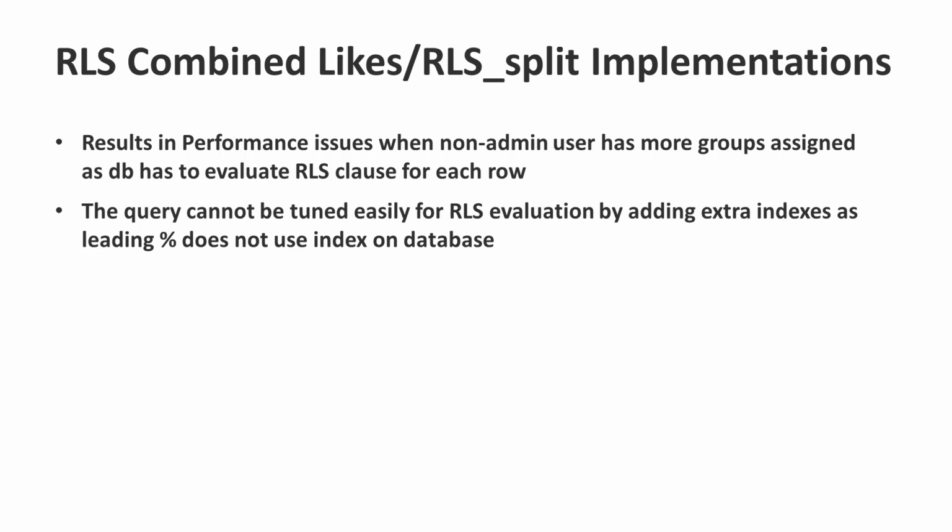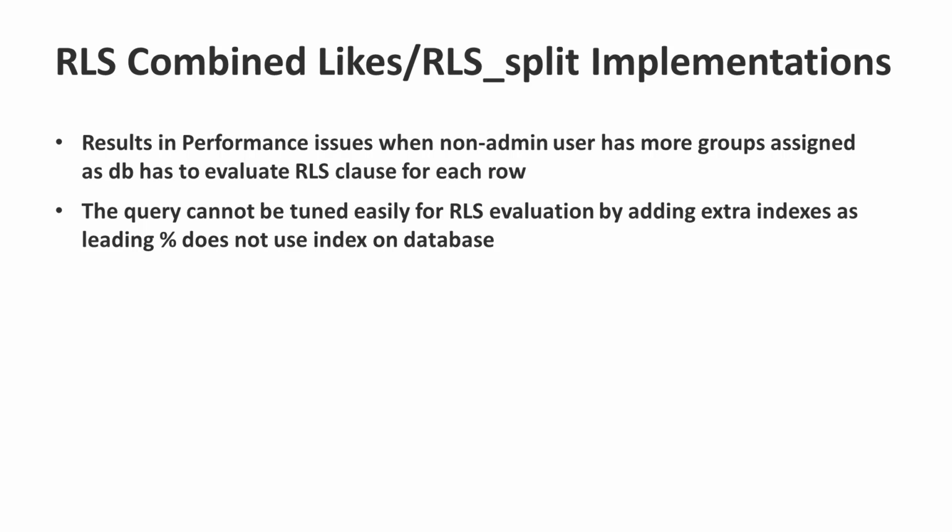Now, the main issue with both of these implementations is that as the data grows in the tables, the queries start running slow. This slowness occurs for the queries issued by non-admin users having a larger number of groups assigned. We typically see the slowness for users who have around 70 groups or more. There are two reasons why this runs slow for users having more groups. First, the query becomes big with those multiple like OR clauses.